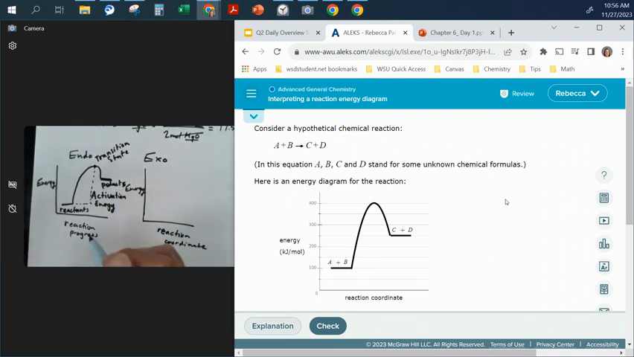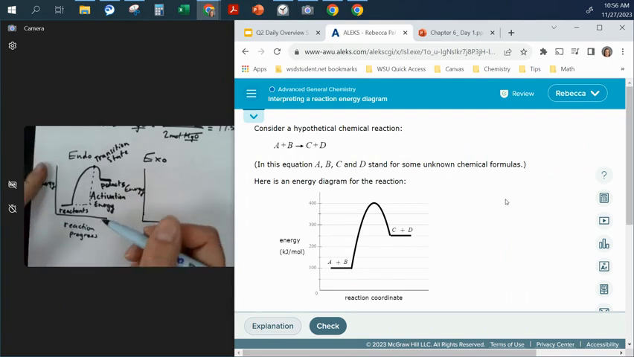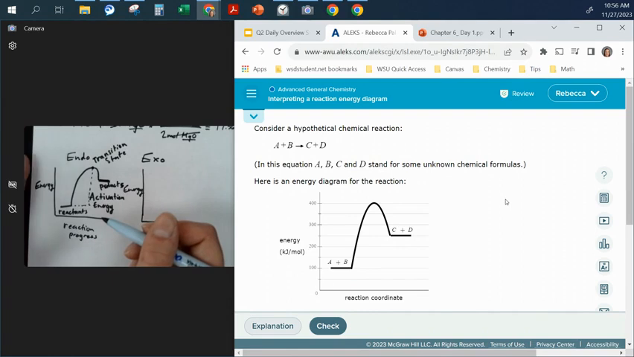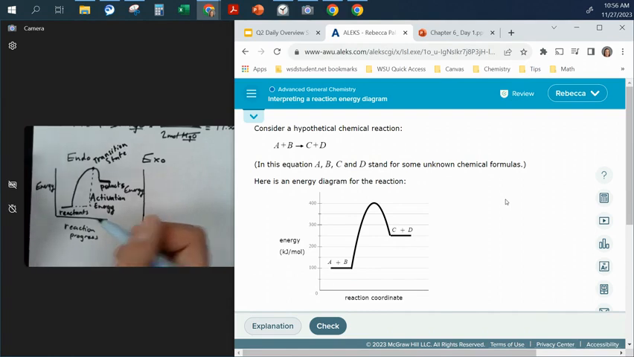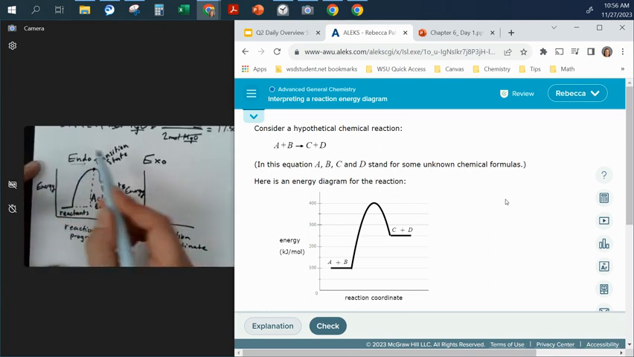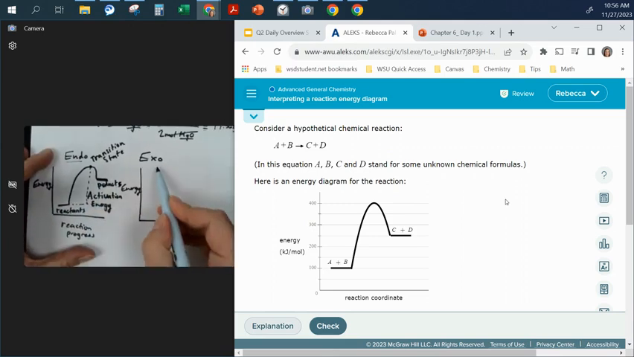Okay? And this is how chemists are modeling how reactions progress. Okay? We can do lots of predictions with these types of reactions, or these types of graphs. Okay, so if we're looking at an endothermic reaction, the products are higher in energy than our reactants. Okay, exo is just opposite.